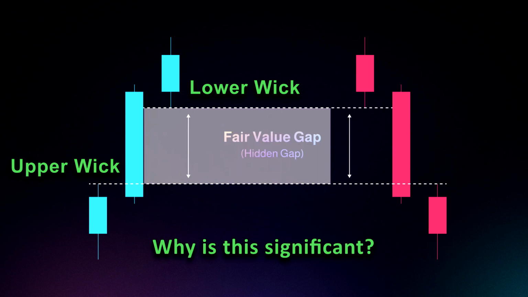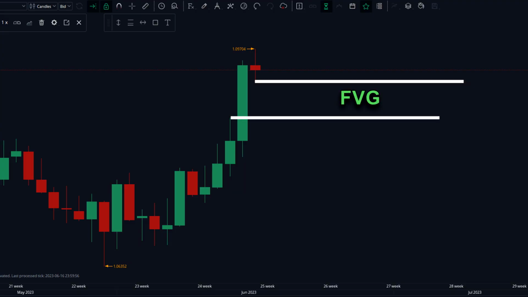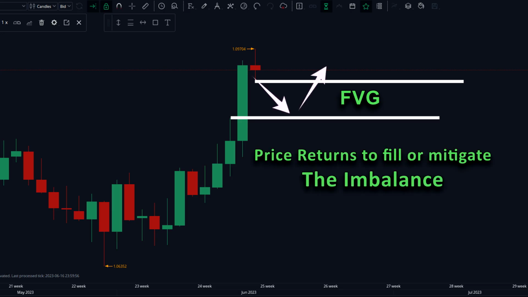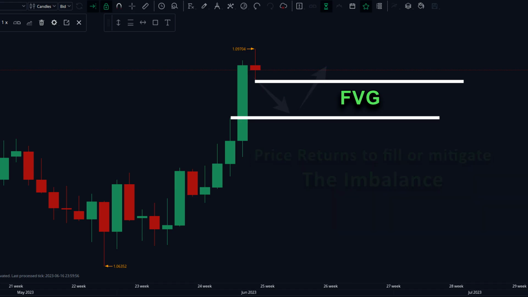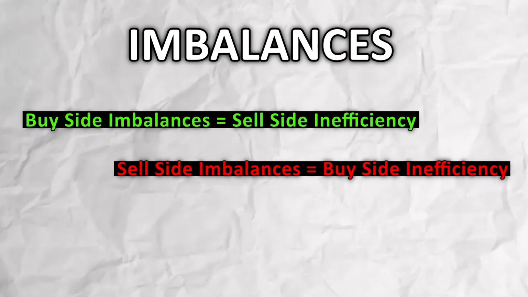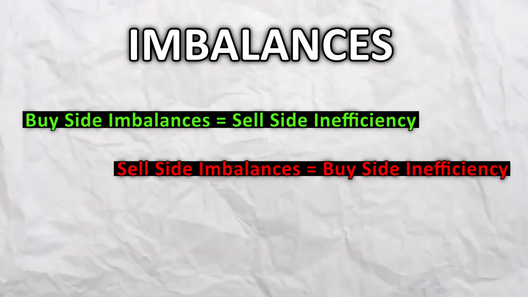But why is this significant? An FVG highlights a buy-side imbalance, indicating that buying pressure has outpaced selling pressure, often due to institutional activity. When the market experiences this inefficiency, price typically returns to the fair value gap area to fill or mitigate the imbalance. This concept is crucial because buy-side imbalances signal sell-side inefficiencies and vice versa.